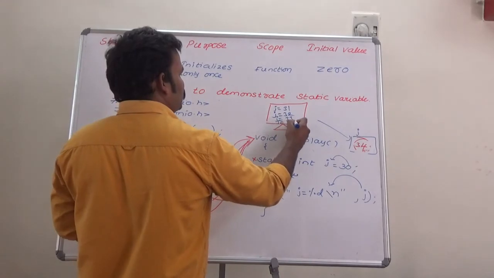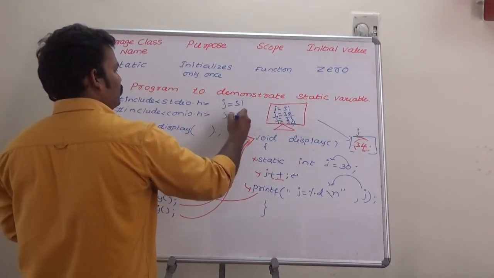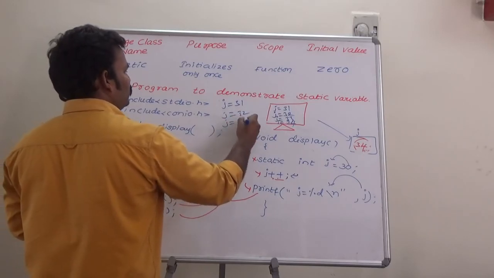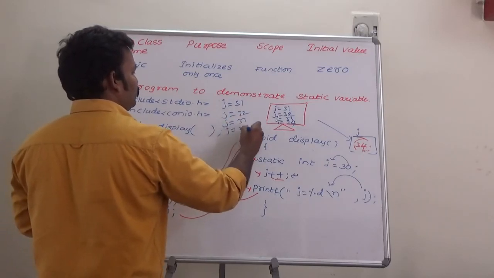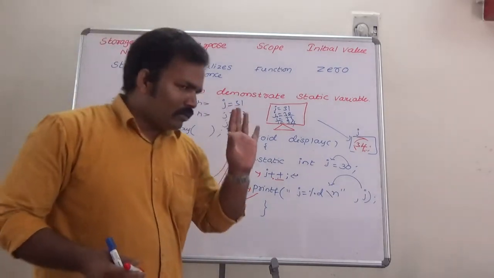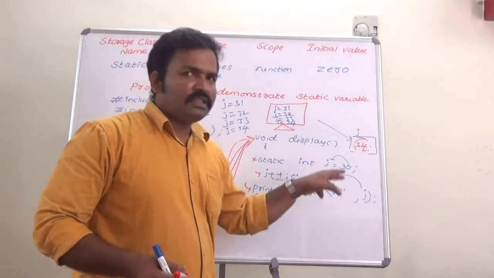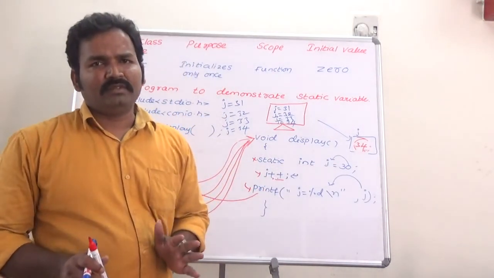This statement prints j is equal to 34. So the output is j equal to 31 the first time, then 32, 33, and 34. So clear? Here we have to remember one point only: static variables are initialized only once. Okay, thank you.